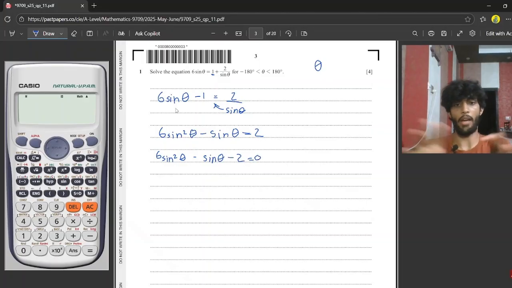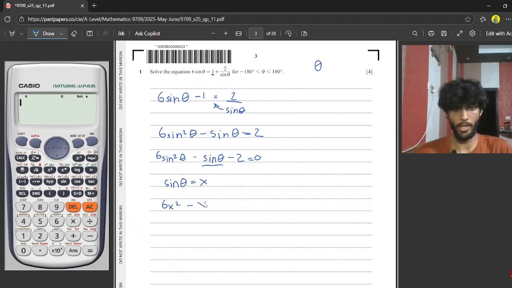So once we get everything on one side, we can see this is just a quadratic equation. How do we solve this? If you don't see it yet, you will see it in a second. We just say that sine theta is equal to, let's say, x. And now you'll start to see that it actually is a quadratic. So it's going to be 6x squared minus x minus 2 equals 0. And then we can solve out this quadratic.